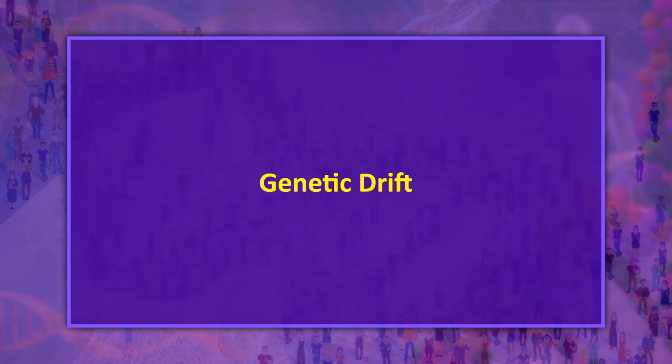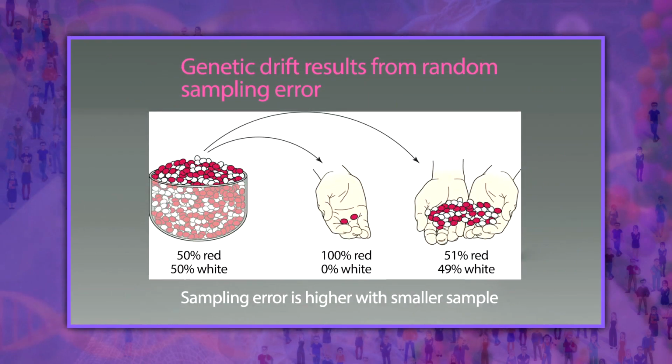Another factor is genetic drift. It is the change in allele frequency due to random chance. It's associated with sexual reproduction and is more common in small populations. Genetic drift happens due to sampling error. If the population is not large, gene frequencies can fluctuate randomly in either direction simply by chance.